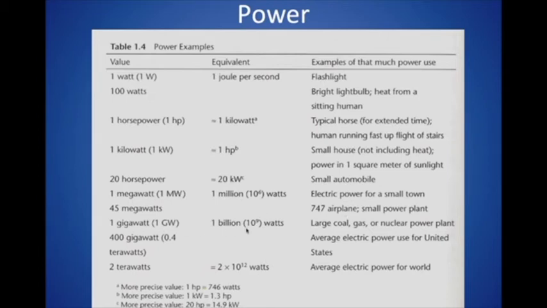A gigawatt is basically a power plant. 400 gigawatts is the average electrical power in the United States. And then 2 terawatts would be like the average electric power for the whole world. Okay, so that's some idea about power usage.